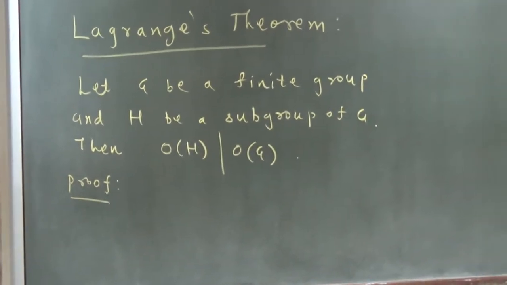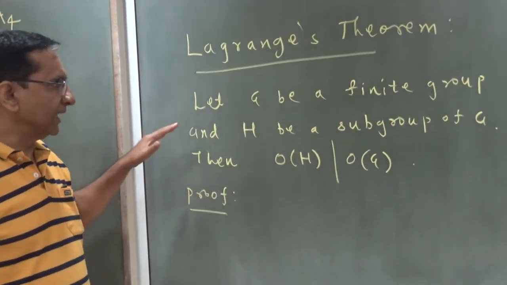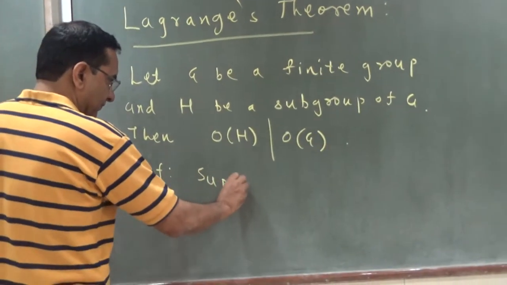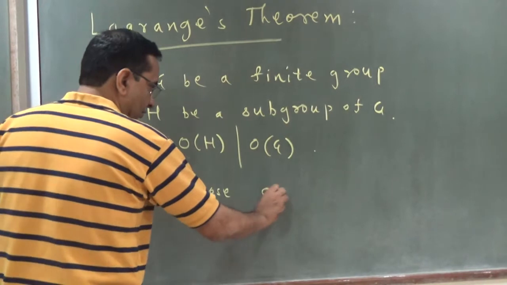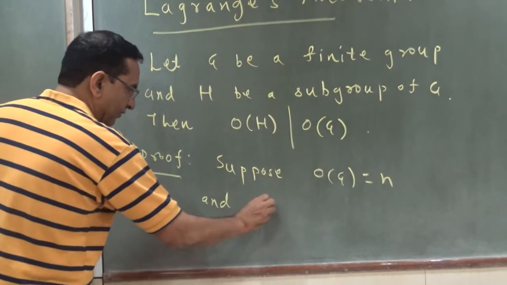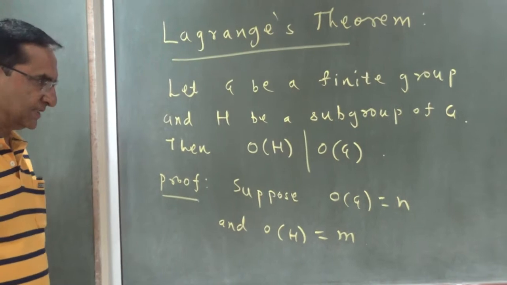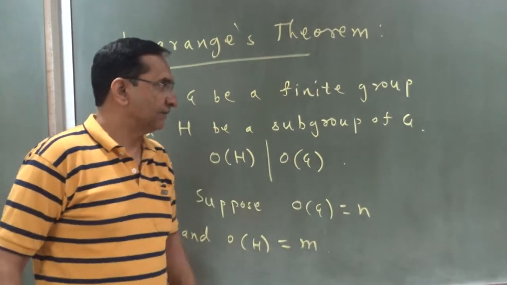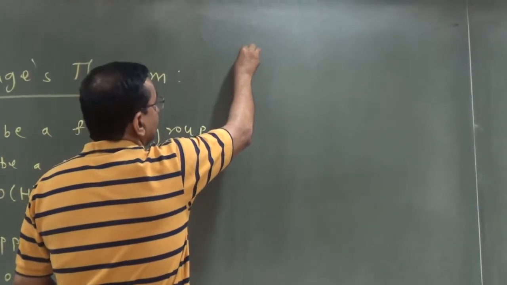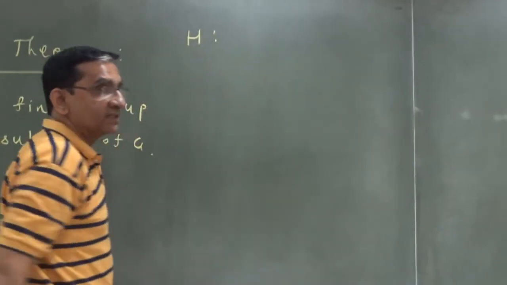Alright. So in the proof what I do is I form an array by using elements of H. So suppose order of G is n and order of H is m. So suppose H has m elements. We want to prove that m divides n. So I write elements of H like this. There are m distinct elements in H.